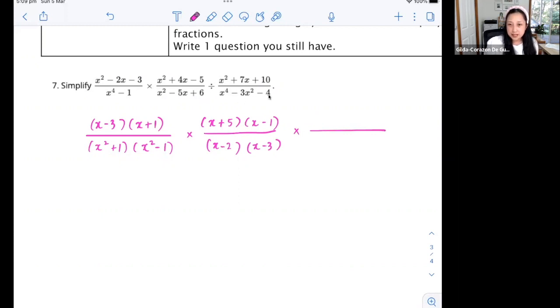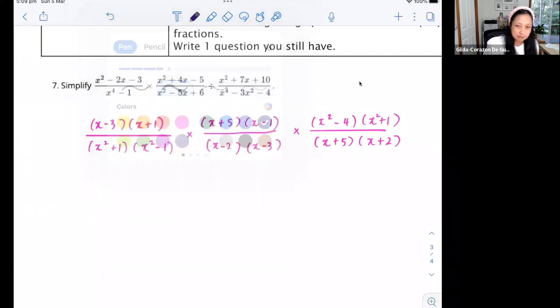Let's start with this one here. What are the factors of x to the power of 4 minus 3x squared minus 4? Factors of -4 that when we add, we get -3. That's x squared minus 4, x squared plus 1. And on the bottom, which are the factors of the one here on top, you get x plus 5, x plus 2. Okay. Now, what can we cancel out here?